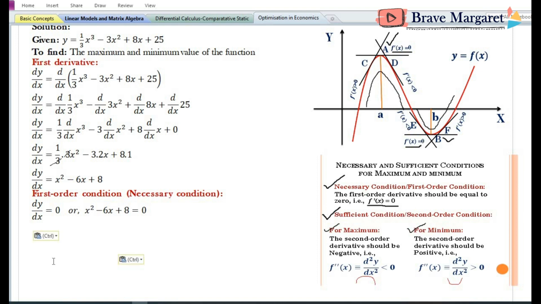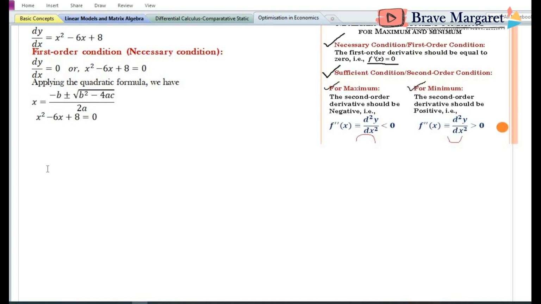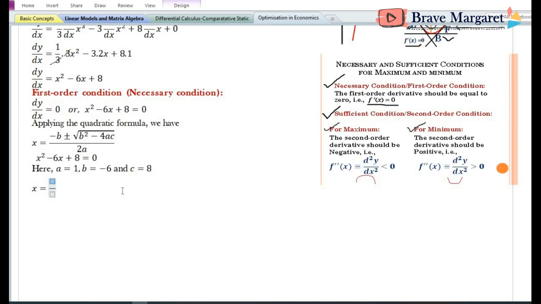In order to find the stationary values of x at which the function is either maximum or minimum, we shall apply the quadratic formula. In the above quadratic equation, the values of a, b and c are: a is equal to 1, b is equal to minus 6 and c is equal to 8. Let us now substitute the values of a, b and c in the above quadratic formula.